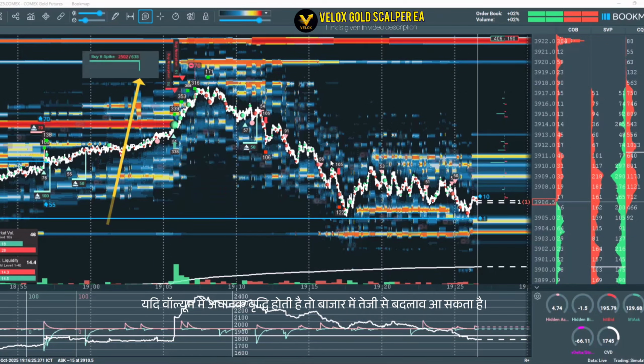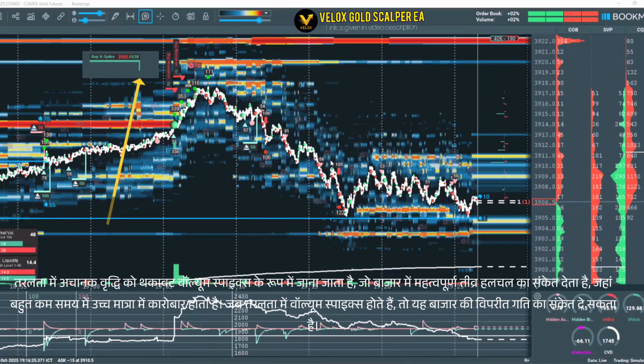Also, if volume spikes appear, high volume to break the market, it is known as exhaustion. Volume spikes indicate significant rapid market movements where high volume is traded in a very short time. When volume spikes happen in liquidity, it can signify a counter movement of the market.